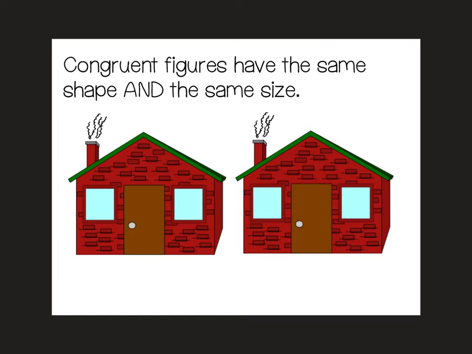Okay, but the difference is we've already learned about congruent figures. So we did a lot of proofs with congruent triangles. Congruent figures have the same shape and the same size. So if you look at these houses, they're congruent. They're the exact same house because they're the same size and the same shape.